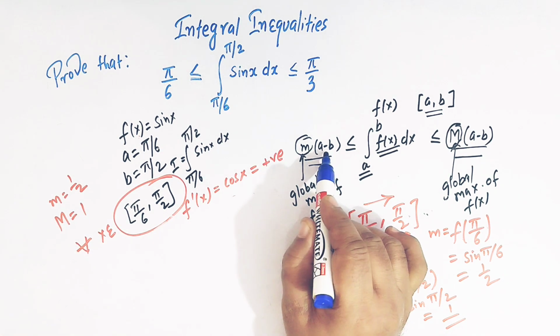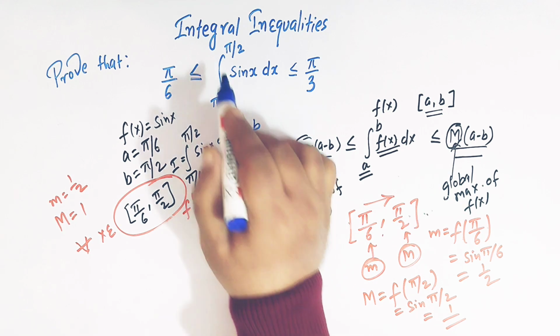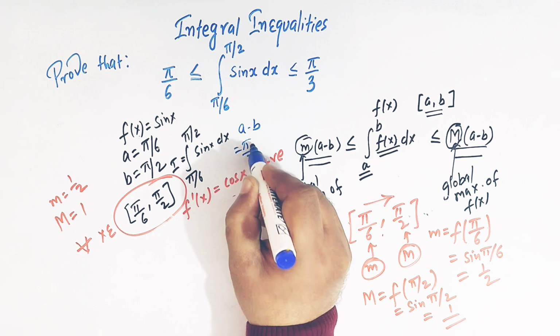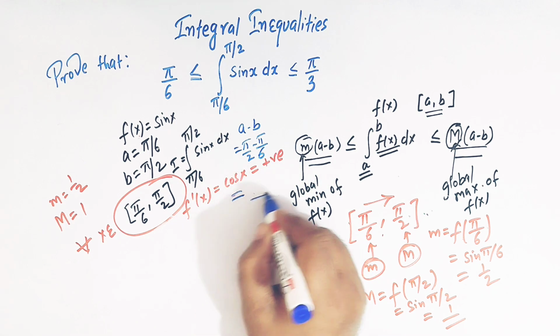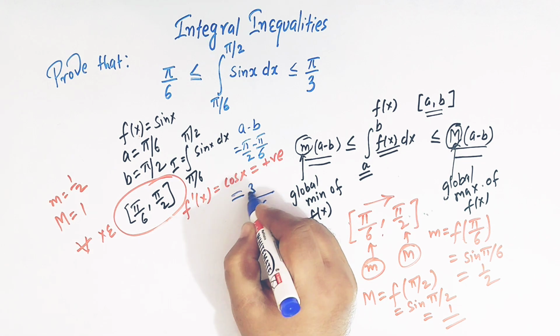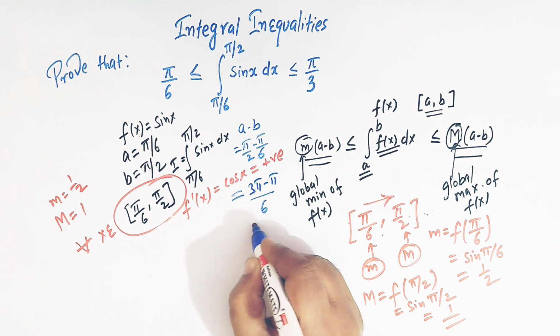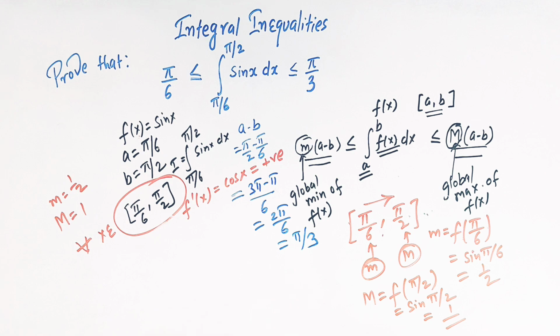Now we can also obtain the value of a minus b. So a minus b is pi by 2 minus pi by 6. The LCM is 6, and 2 threes are 6, so we have 3 pi minus pi, that is 2 pi by 6, which is equal to pi by 3.